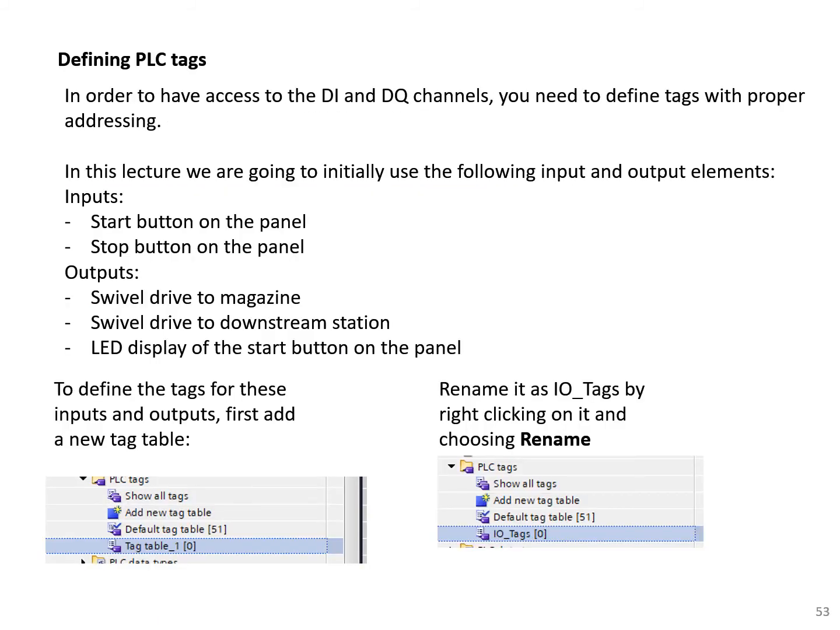Defining PLC tags. In order to have access to the digital input and digital output channels, you need to define tags with proper addressing. In this lecture, we are going to initially use the following input-output elements: inputs, start button on the panel and stop button on the panel. Output, swivel drive to magazine, swivel drive to downstream stations, LED display of the start button on the panel.